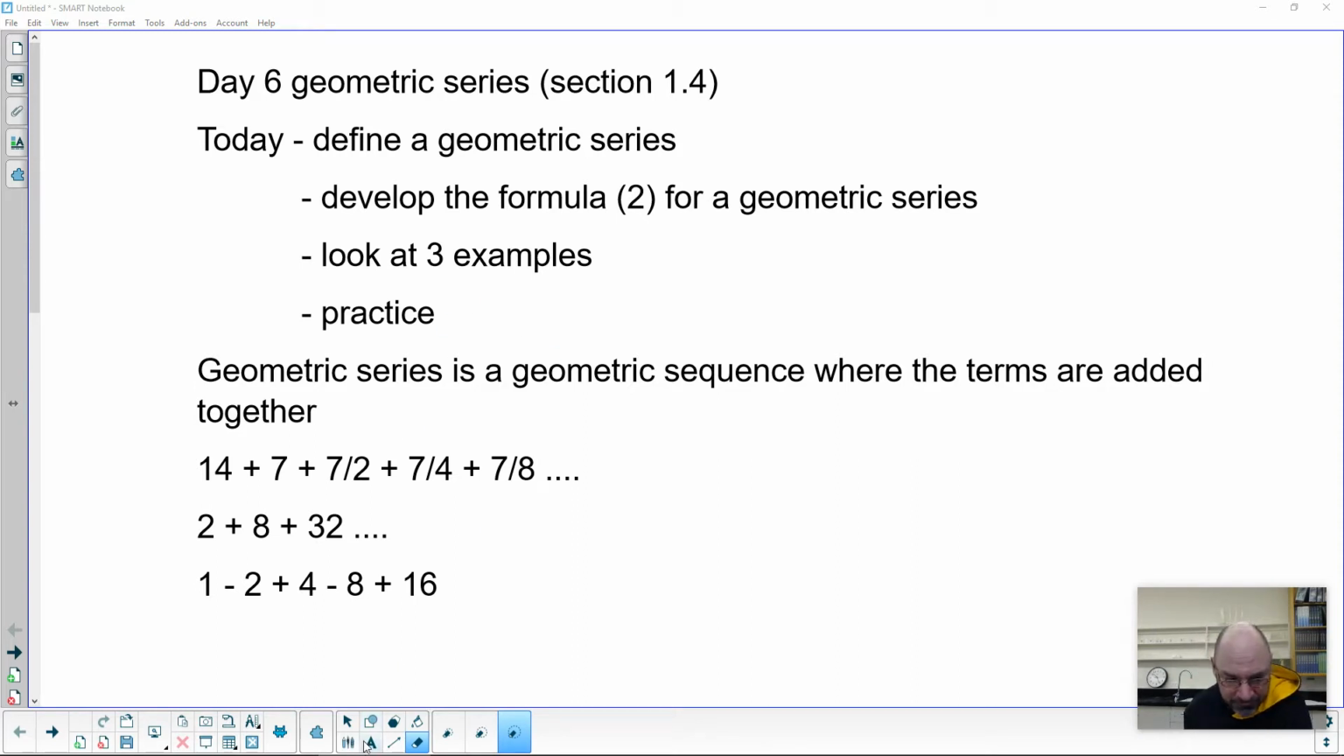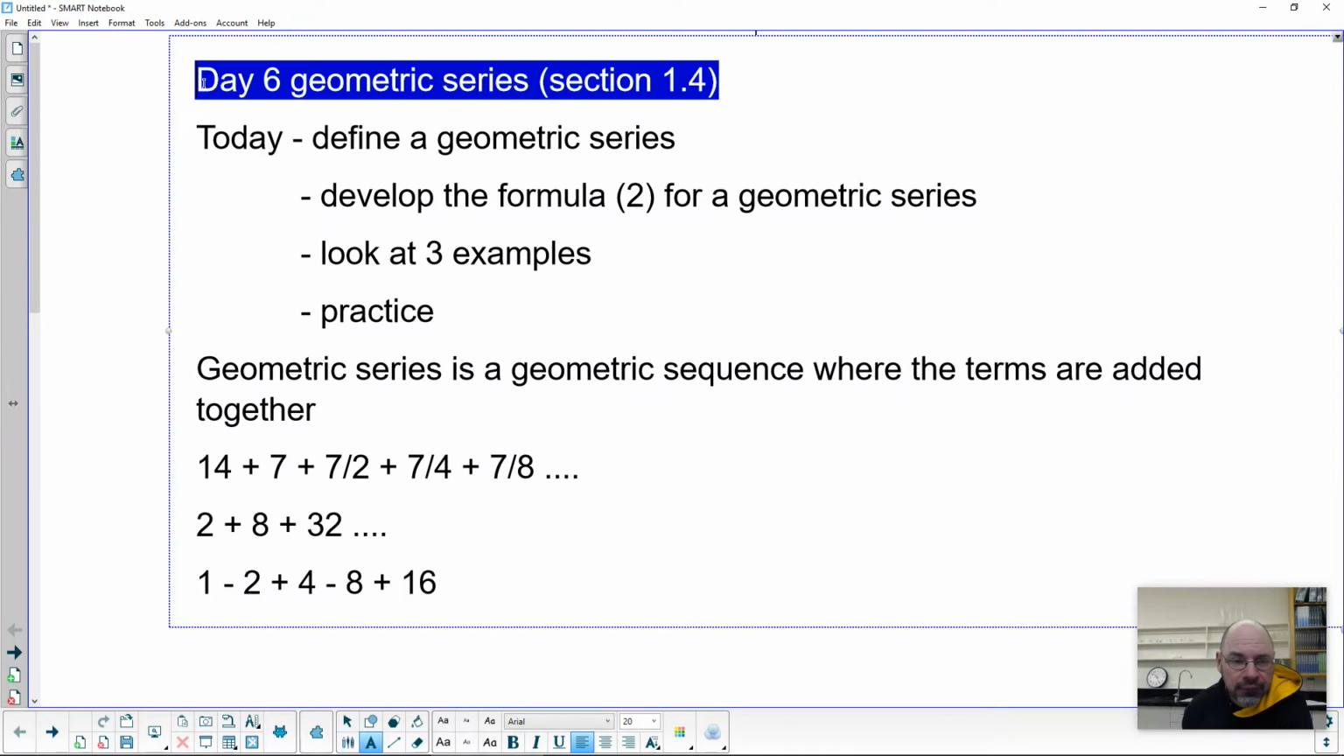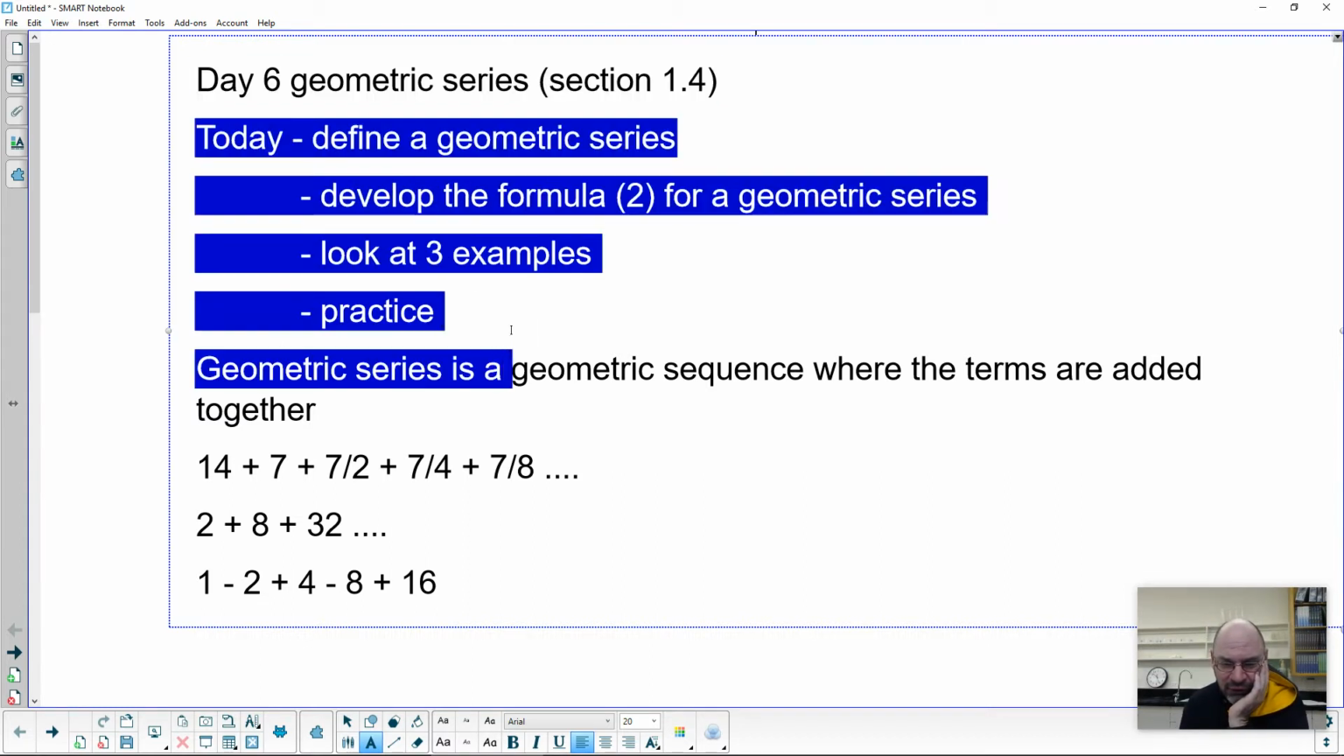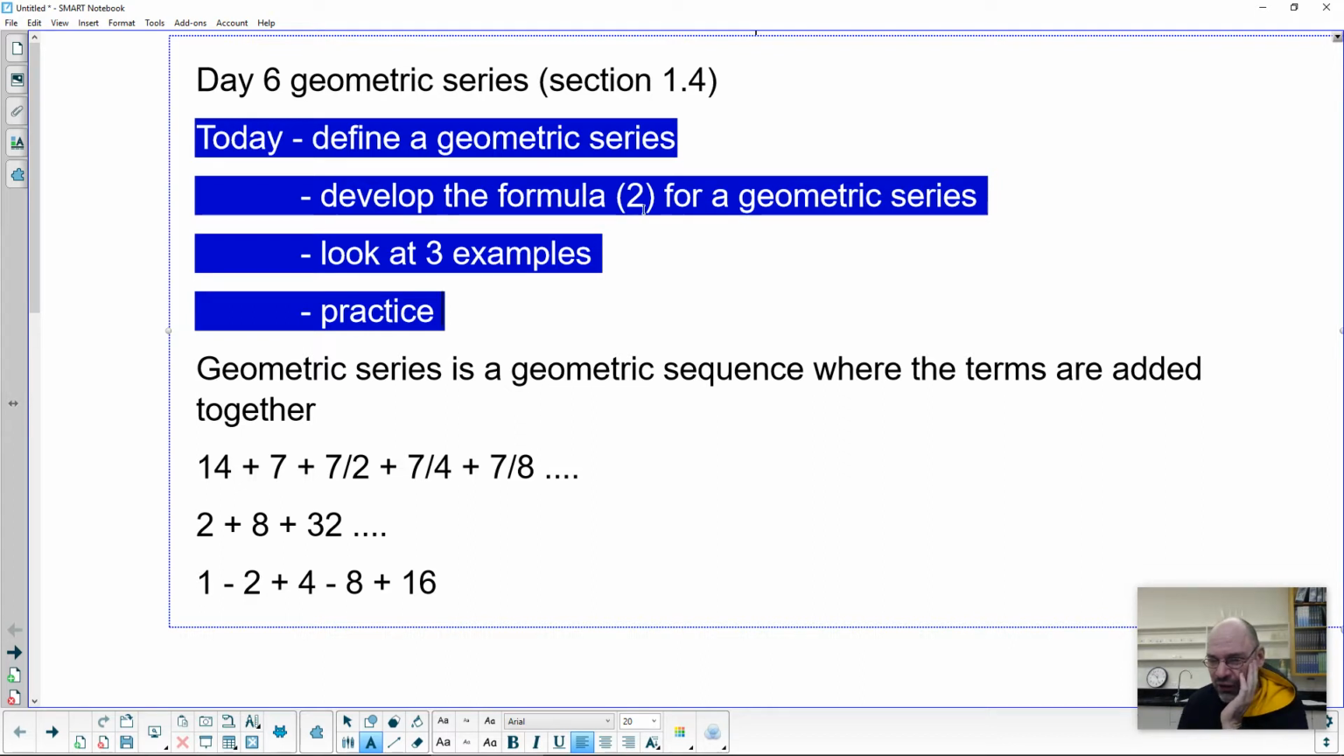Okay, so this is our sixth day in the geometric series, 1.4. And today we have four jobs that I want to look at. I want to define the geometric series. I want to develop the formula for geometric series, which has two different versions depending on what you're given, that you can use. We're not going to really derive it. We're just going to state it and use it.